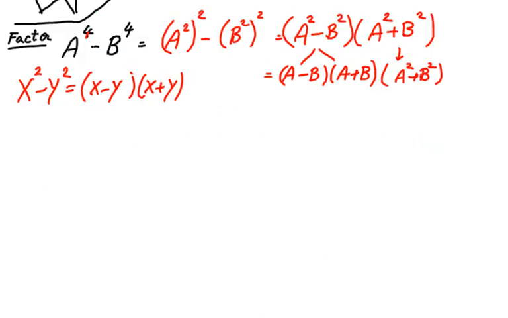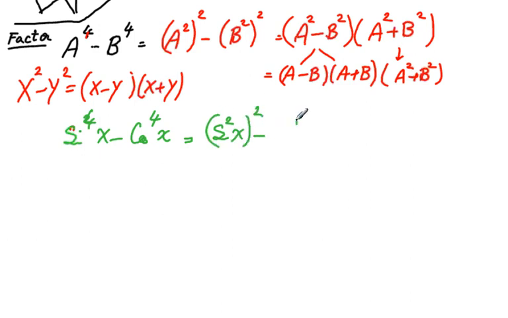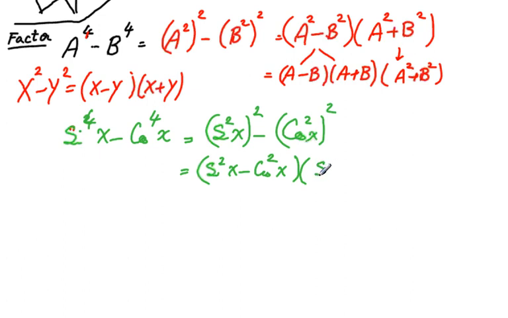Now, let's go back to this problem. We had sine to the power of 4 of x minus cosine to the power of 4 of x. So remember, this is really sine squared being squared minus cosine squared being squared. Which, according to what we did here, we can write as a difference of these 2 times the sum of the same 2 things.